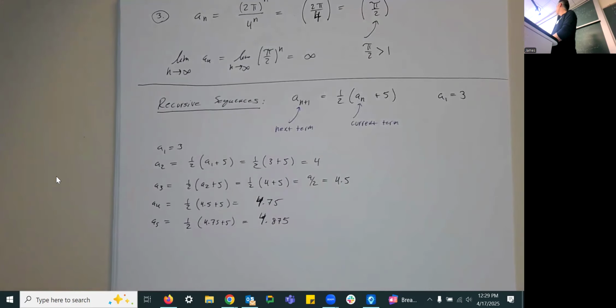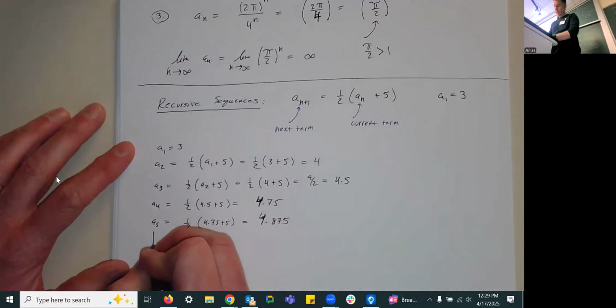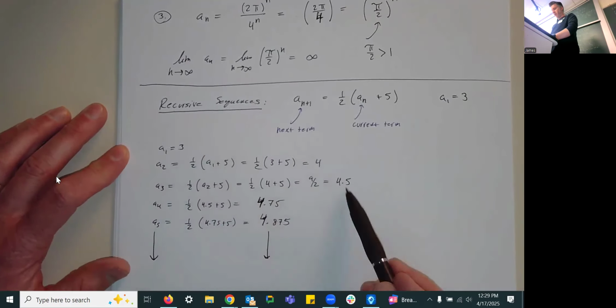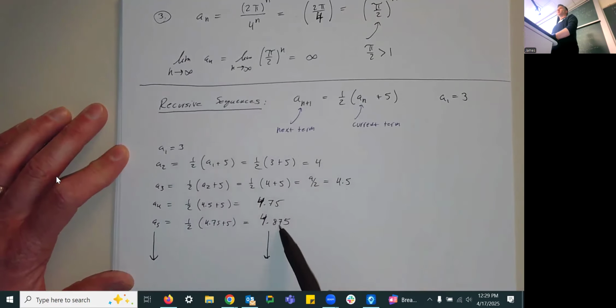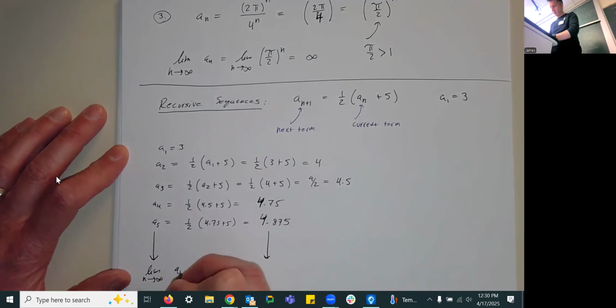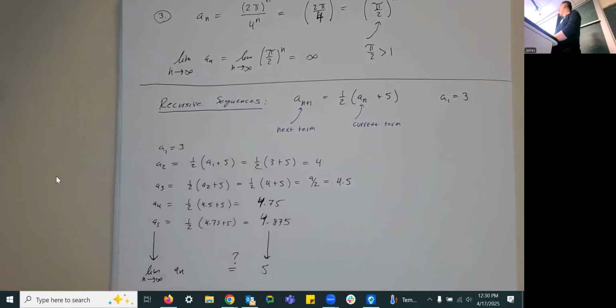4.875. So let me ask you all a question. If you had to guess, what would you guess these terms are getting closer and closer to? We went from 3 to 4 to 4.5 to 4 3/4 to 4.875. Feels like we're getting closer and closer to, I would guess, 5. So the limit as n goes to infinity of a sub n certainly appears to be 5.